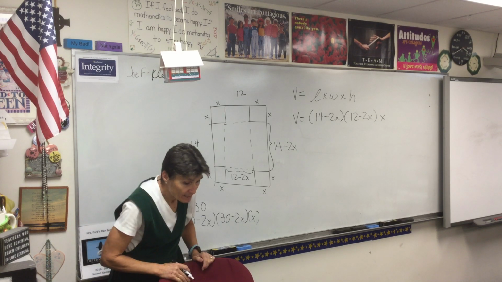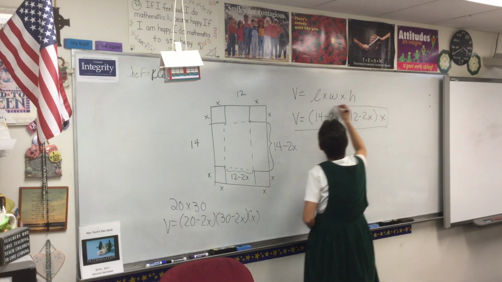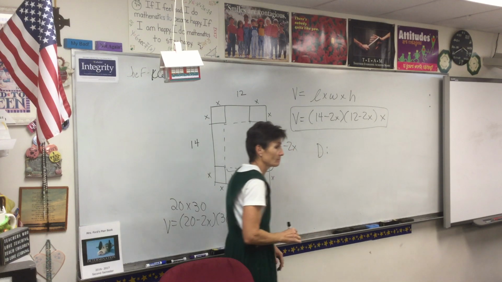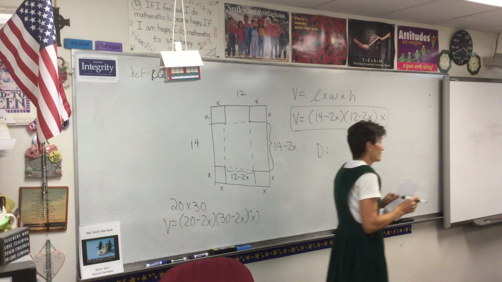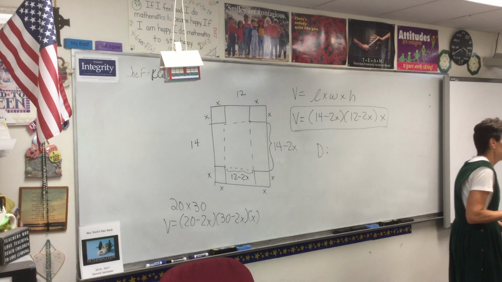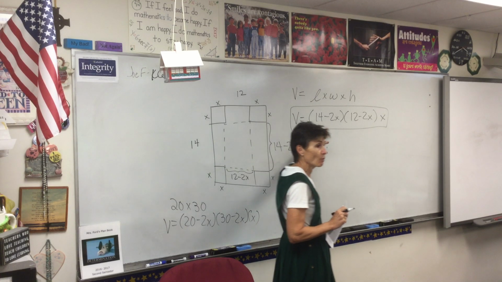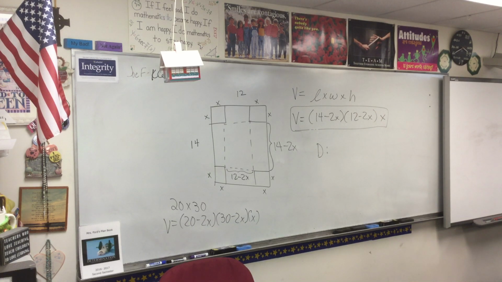All right, so now we need the domain. This is our equation, so this is the answer to A. That's the volume. Now we need the domain. Once you go back to your piece of paper, if you say, Mrs. Ford, there's no radical and there's no fraction, so the domain is all real numbers, I will say no. This is a word problem, so there are some practical restrictions.